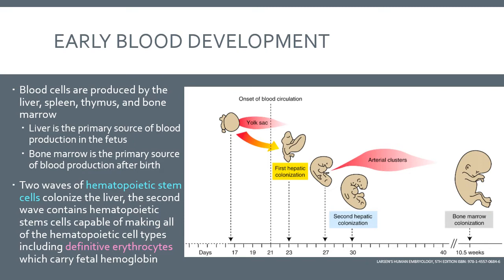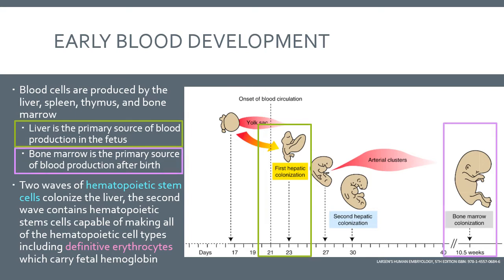But blood cells are produced in the liver, the spleen, the thymus, and then ultimately the bone marrow. But initially it's the liver that's the primary source. By delivery, it's going to be the bone marrow that's the primary source of blood production.